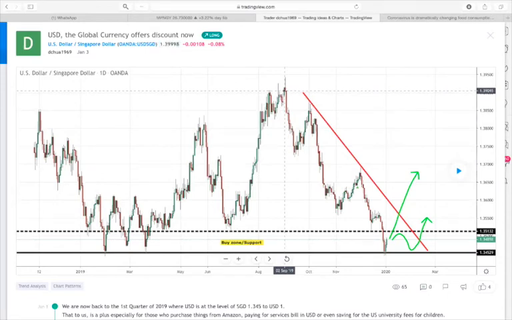That was in September 2019, and then wow, Sing dollar gets strong, and then it flashes all the way to the year 2020. You can see 2nd of January, right? On 2nd of January, I said USD, the global currency, offers a discount now. Start to long, all right? Meaning we can start to look for an opportunity somewhere here to buy this pair.